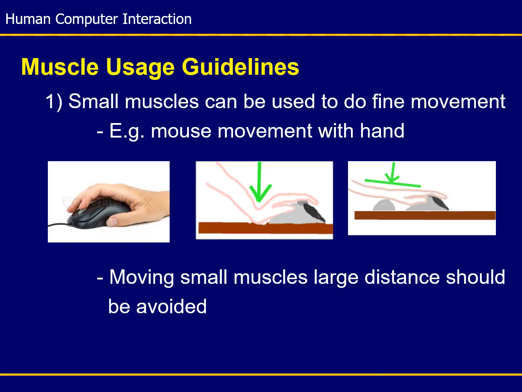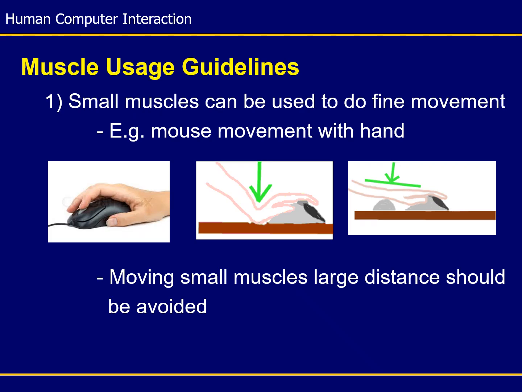Okay? So here are a number of takeaways. Small muscles can be used to do fine movement. For example, moving a mouse a few centimeters to control the mouse cursor. The opposite is going to be tiring to the small muscle. Moving small muscles large distances should be avoided.